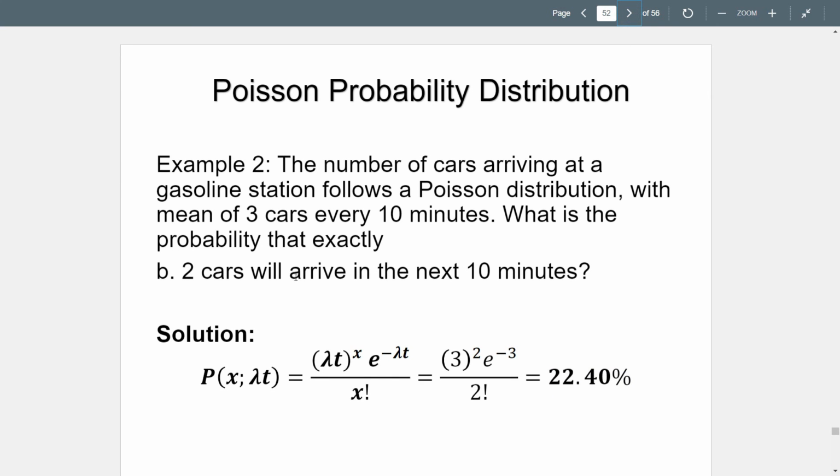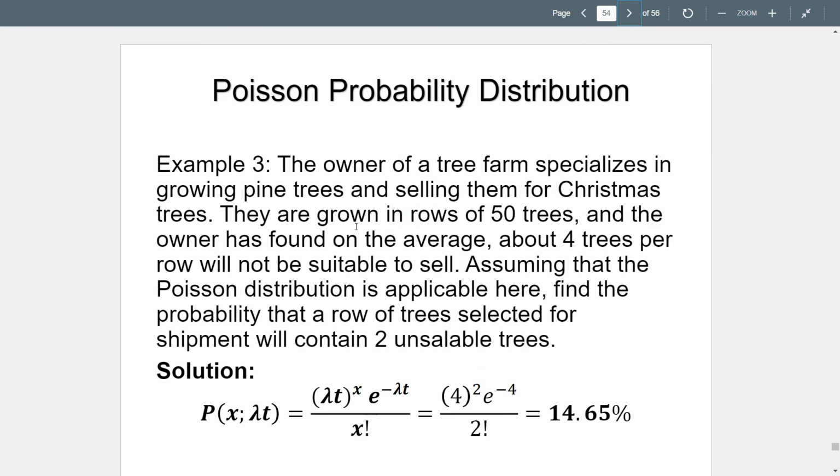How about if 2 cars will arrive? Simply change the x from the previous solution. Lambda will be 3, x will be 2, then e raised to negative lambda t, then 2 factorial. So you have a 22.40% probability that exactly 2 cars will arrive in the next 10 minutes. For 3 cars, you just simply change the x here. Same procedure, lambda will not change.